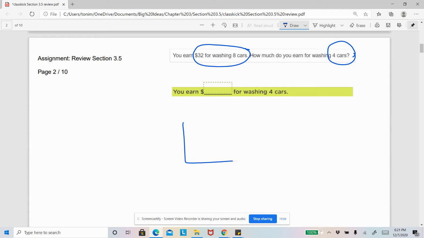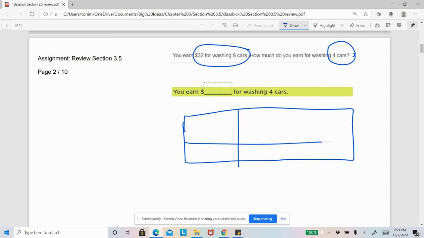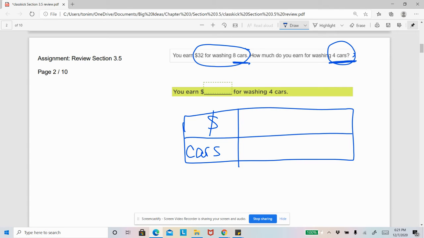So we're going to draw a table out, all right? And actually, I don't like that line. Let's get that new line. Okay, and we're going to do money over cars. And the reason why we're having cars as a denominator is because cars is changing. Okay, so we're going to make 3 columns.